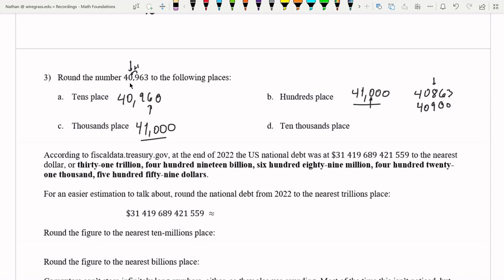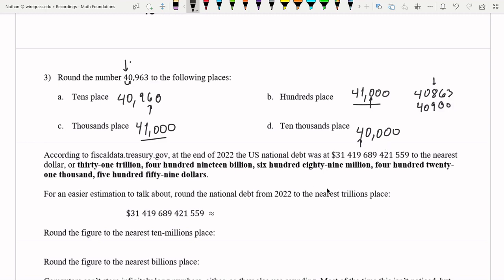Okay, finally, we're going to round to the 10,000s place. That's going to be this place right here. The test digit is 0, so it means we're not going to round up, and rounding to the 10,000s place is just 40,000.